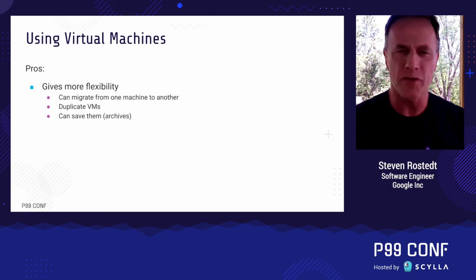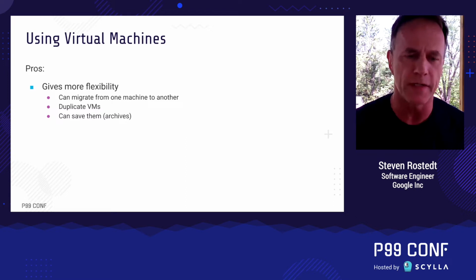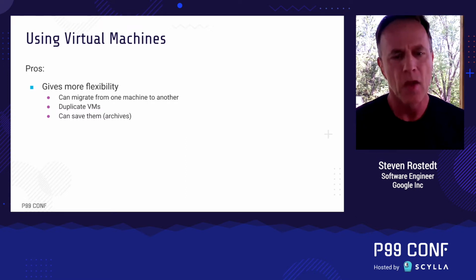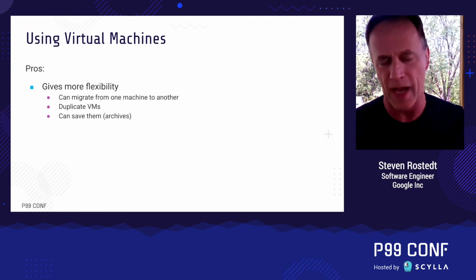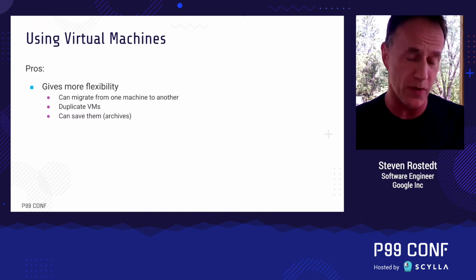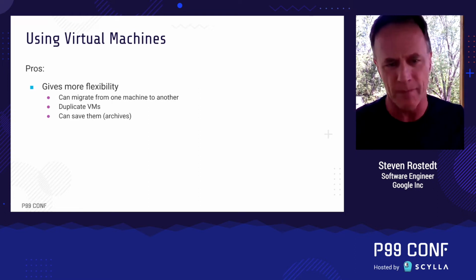So, using virtual machines. The advantage of using a virtual machine is it gives you a lot more flexibility. For one thing, if you want to upgrade a machine, you could actually migrate it to another machine. So you either have a new upgraded machine, or if you want to upgrade the one you have, you can migrate to another machine so it's constantly online, and then you could update the other machine and migrate it back.